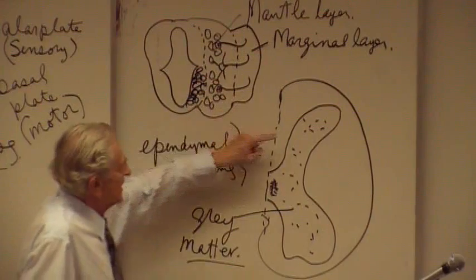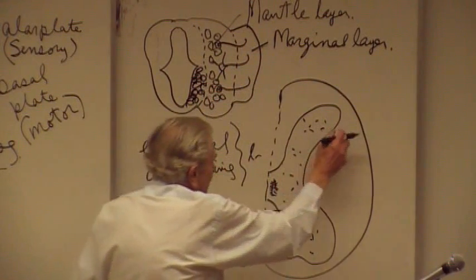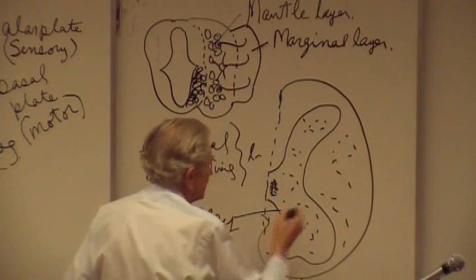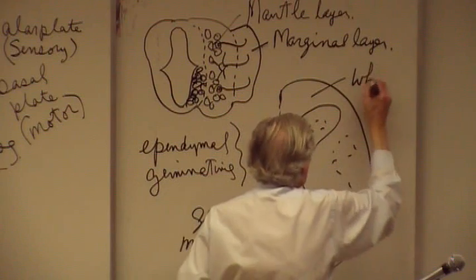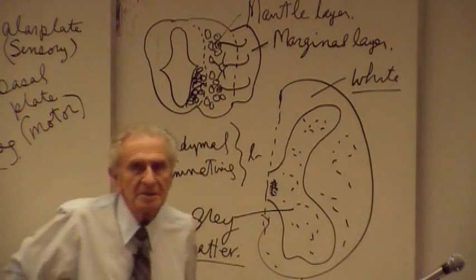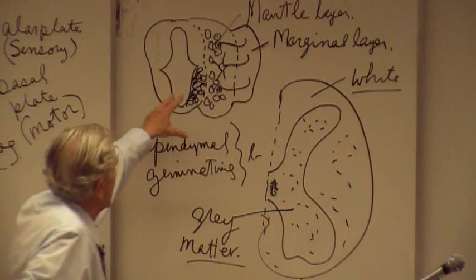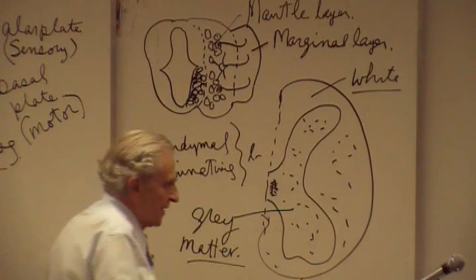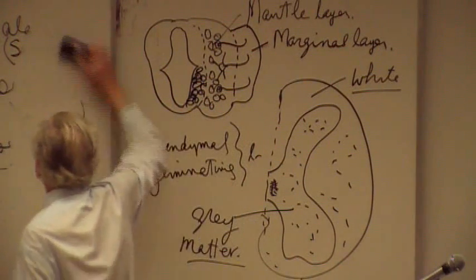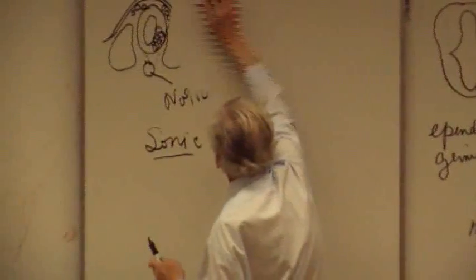So the mantle layer becomes the gray matter. And the axons, I've told you all, project out in this region. What is this region here? It's the white matter, absolutely. So that is the embryogenesis of spinal cord, and you can see how it relates to the embryological development of the more primitive neural tube. Now let's take this off and begin to talk about the organization of spinal cord.